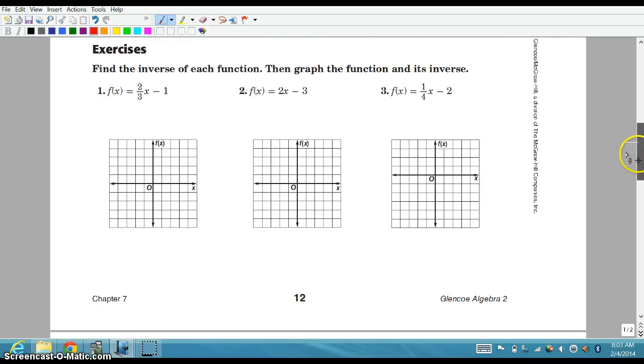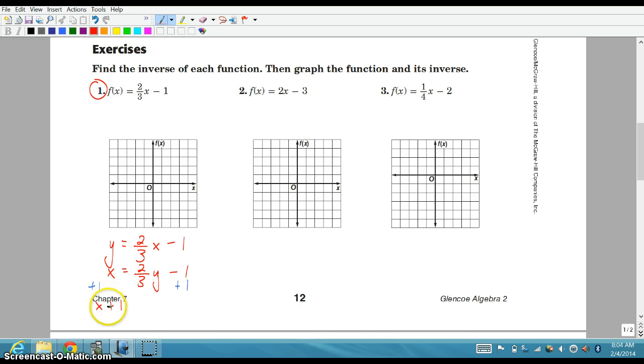Exercises. So find the inverse of each function, and then graph the function and its inverse, starting with number 1. So f of x equals 2/3 x minus 1. So the steps are as follows. We change f of x to y, so y equals 2/3 x minus 1. And then we switch x and y, so x equals 2/3 y minus 1. And then we solve for y, adding 1.